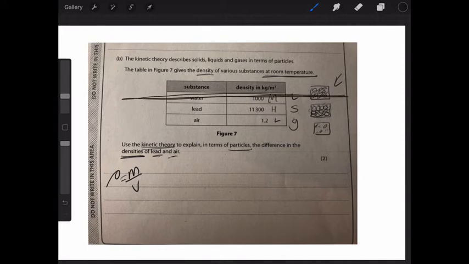Okay, so the lead that would have sunk in the water because its density is greater, and the air that would float above the water because its density is less, we can actually ignore the water completely.